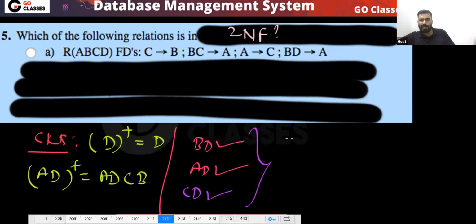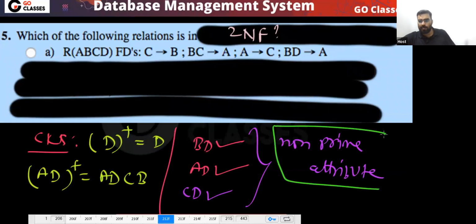So there is no non-prime attribute, right? Because there is no non-prime attribute, there is no problem. So this is definitely in 2NF.